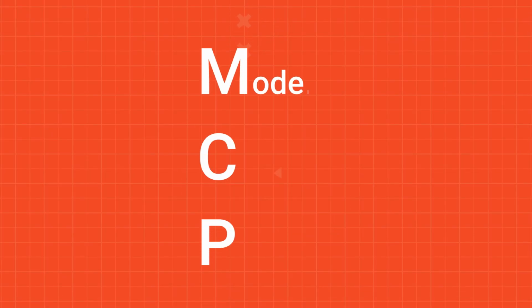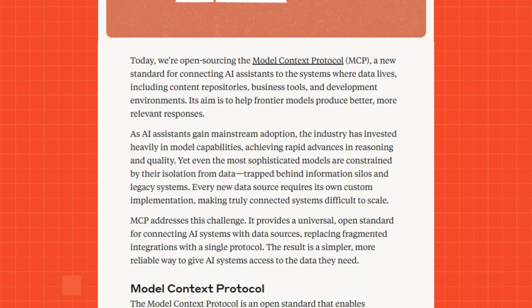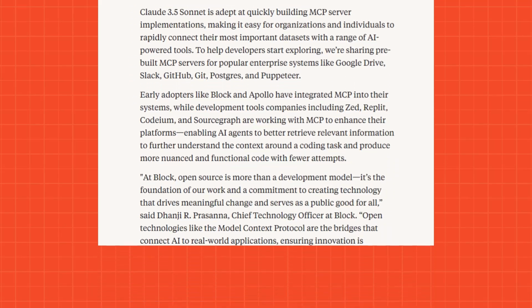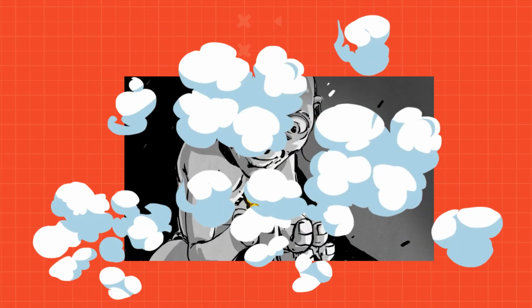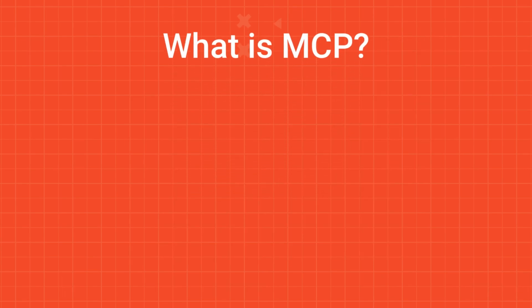Released in November 2024, the Model Context Protocol, better known as MCP, took the AI world by storm. Spearheaded by Anthropic, this open standard protocol was unveiled on November 25th and quickly became the go-to USB-C port for AI systems. But what is MCP?